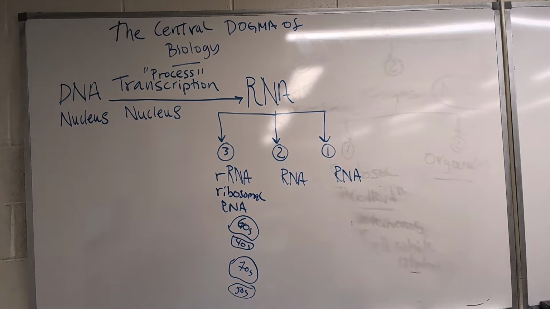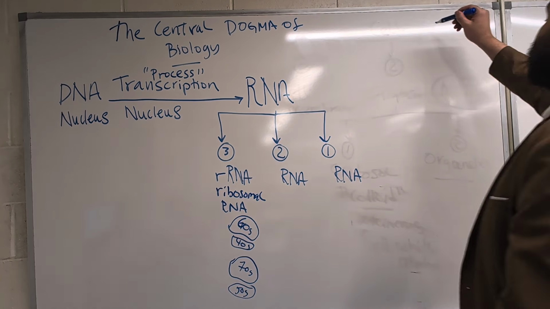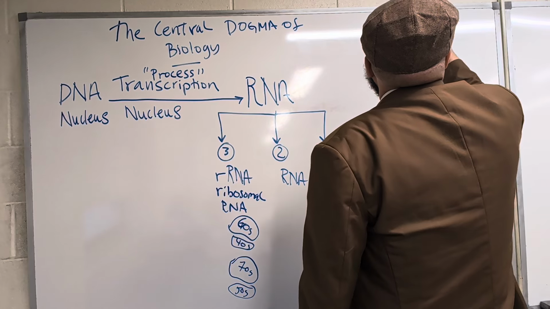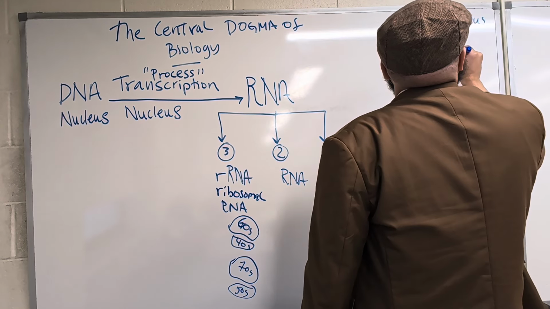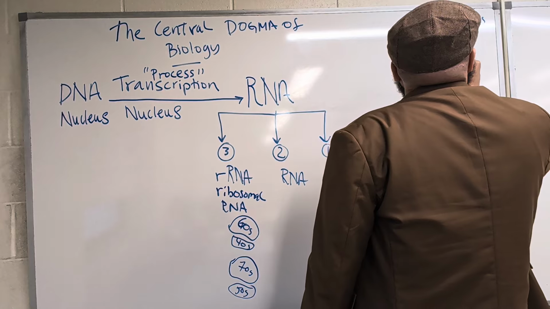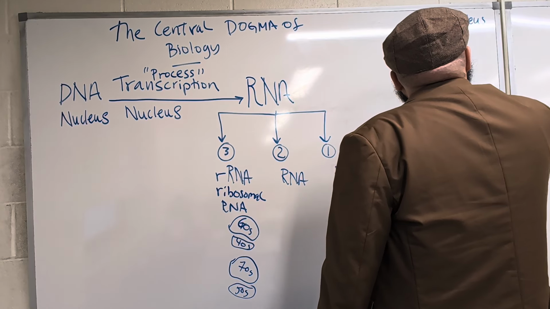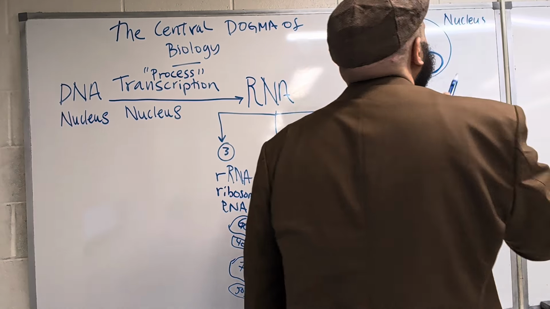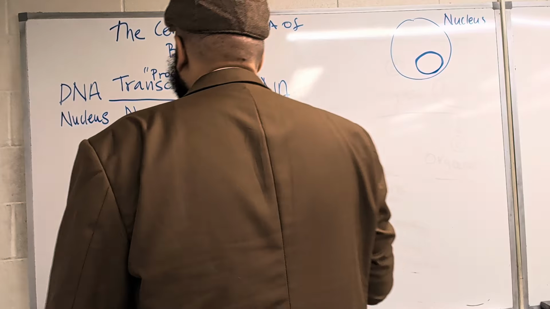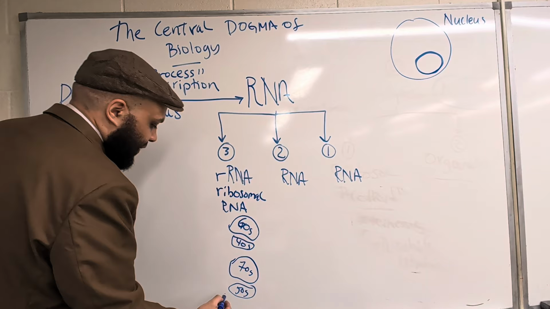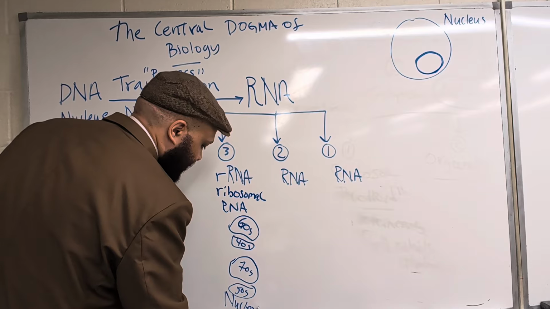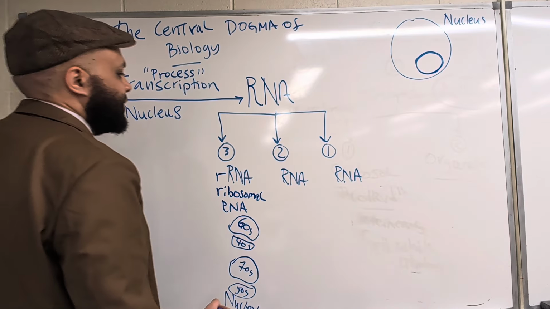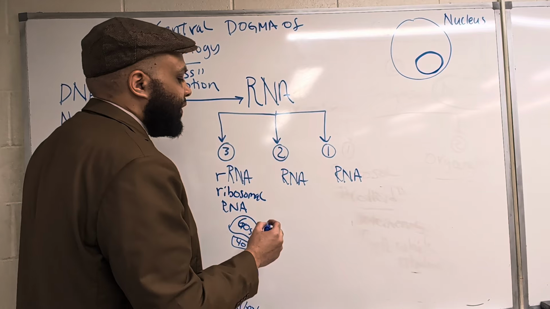So remember, we have the nucleus. This is our nucleus. And inside the nucleus, there is a little tiny structure. Nucleolus? Absolutely, very good. So the ribosomal RNA is found inside the nucleolus. What's the other type of RNA?